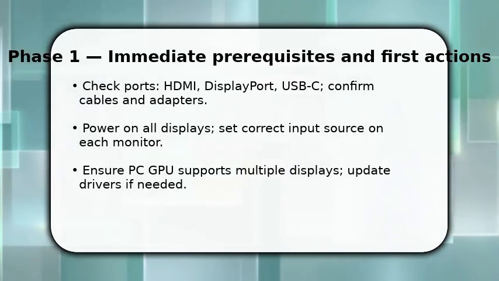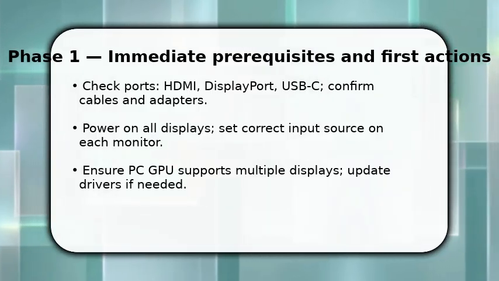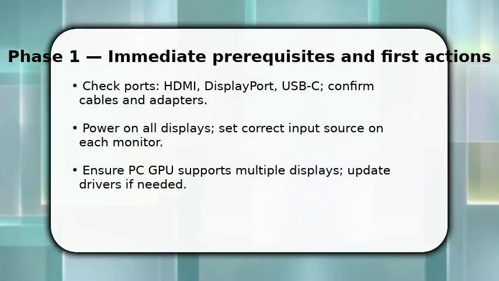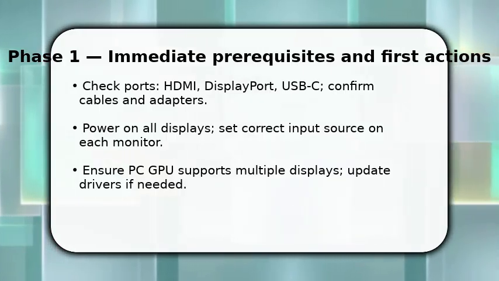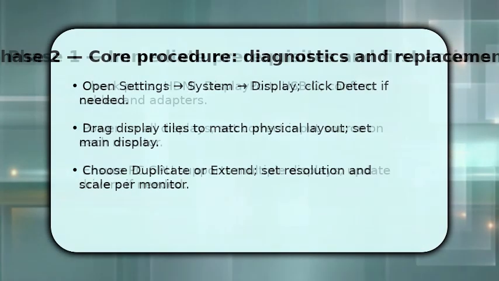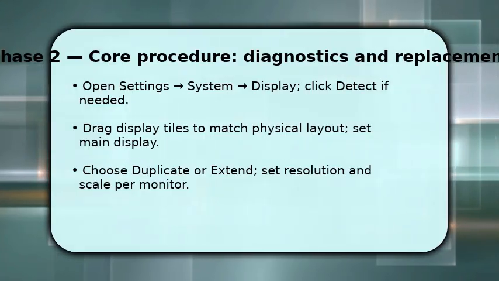Open Device Manager and glance at the display adapters. If a driver looks outdated, update it now. Doing these first steps removes common blockers and prepares Windows 11 to detect each screen automatically, so you can configure them next. Open Settings, go to System then Display, and use the Detect button if a screen isn't listed.